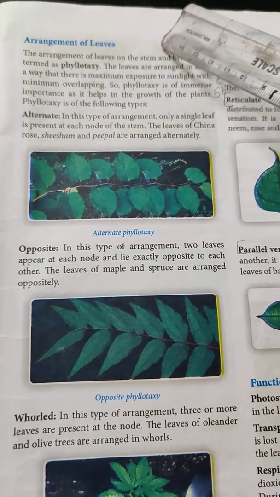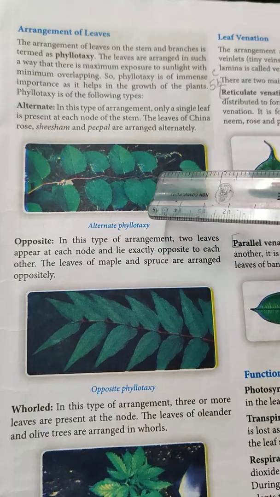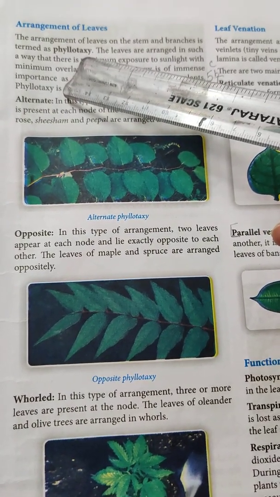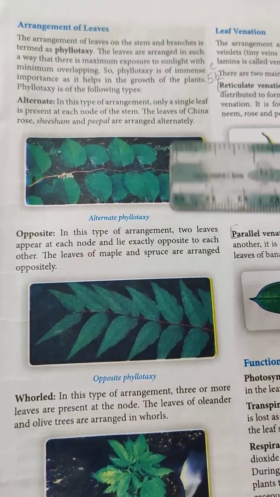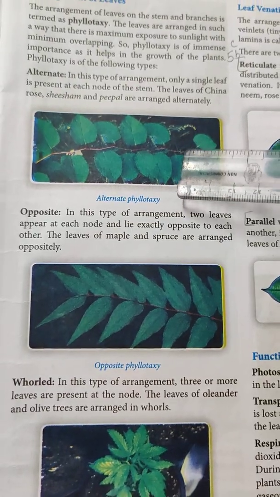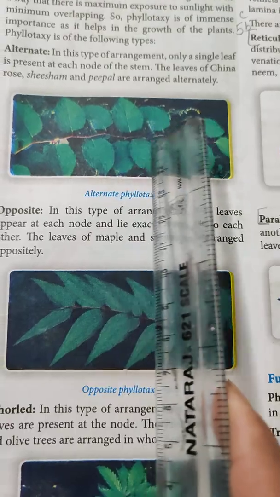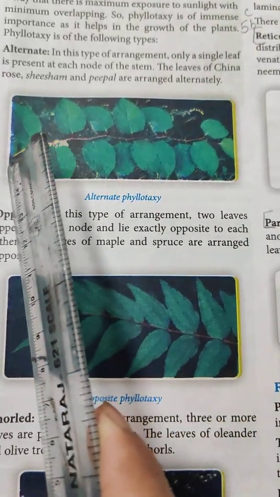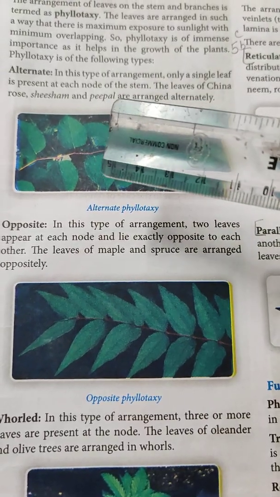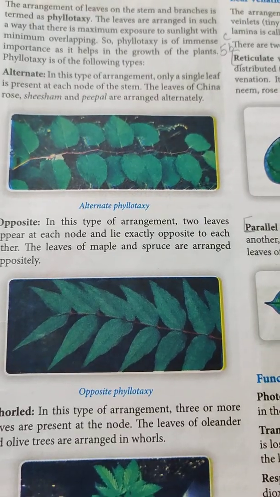Now we come to arrangement of leaves. The arrangement of leaves on the stem and branches is known as phyllotaxy. The leaves are arranged in such a way that they get maximum possible sunlight for the process of photosynthesis. This first arrangement is known as alternate arrangement of leaves. As you can see, the leaves are arranged alternately. One here, one here, one here, then another here.